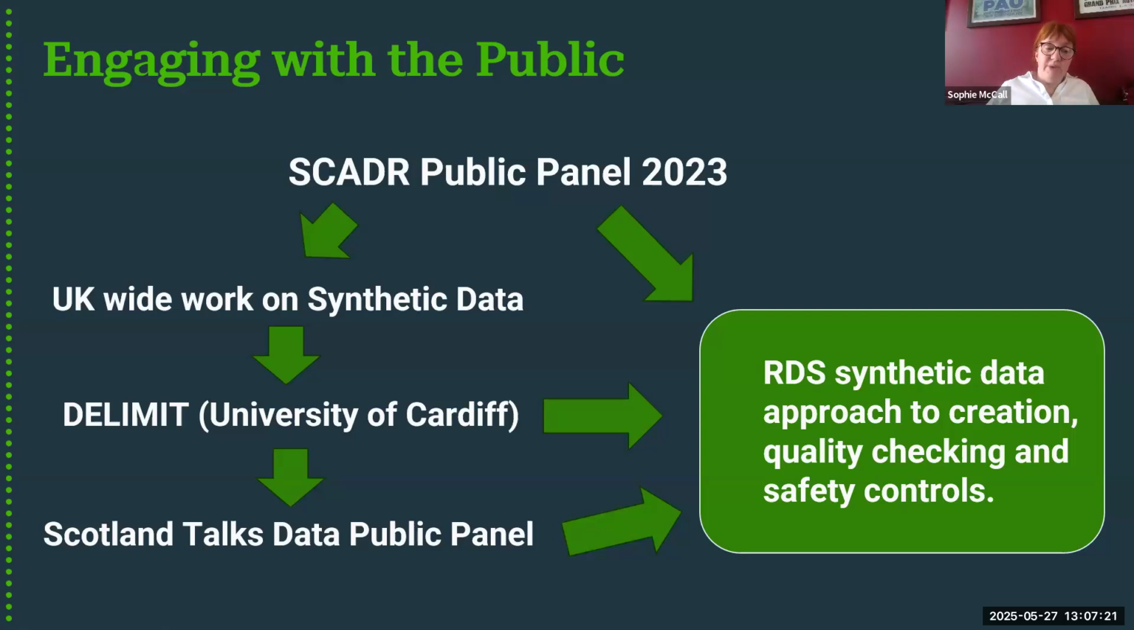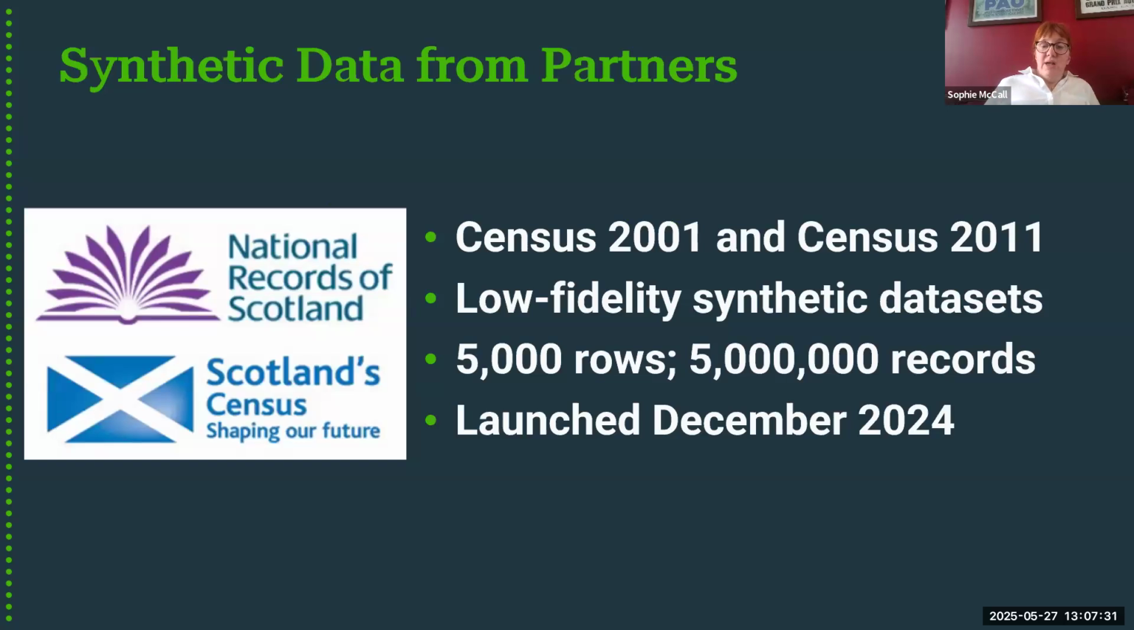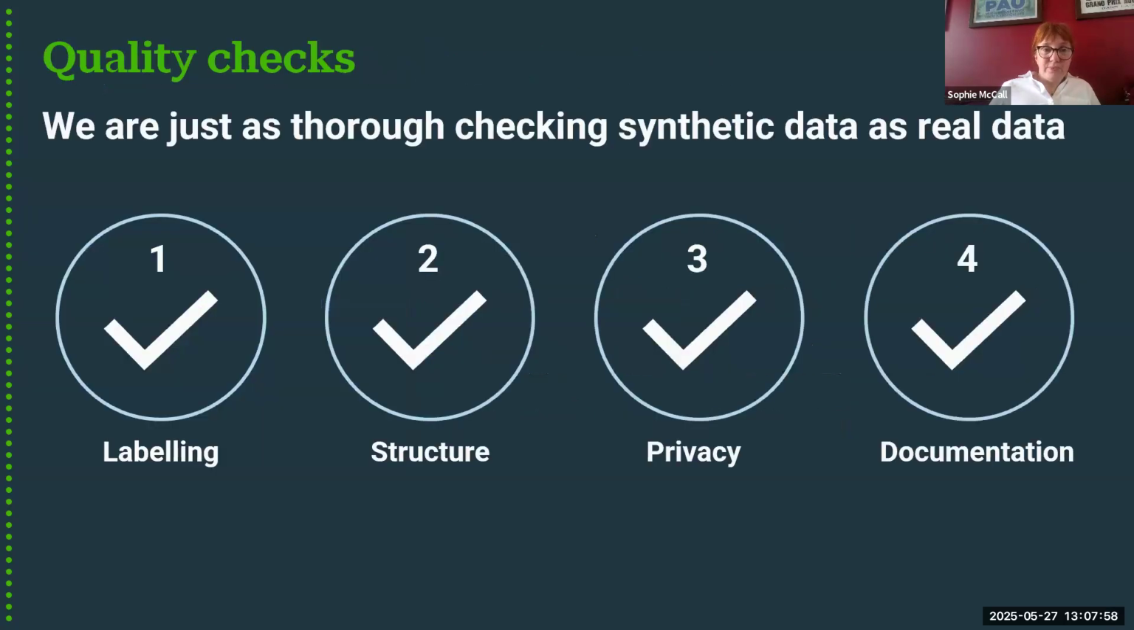So that's been our way of bringing synthetic data to life. So how are we making synthetic data available to researchers? Last year we were approached by National Records Scotland, who said that they have a synthetic version of Census 2001 and Census 2011, and from that they developed low fidelity synthetic data with about 5,000 rows, which have come from 5 million records. So we launched that to become available in our metadata catalogue in December 2024.